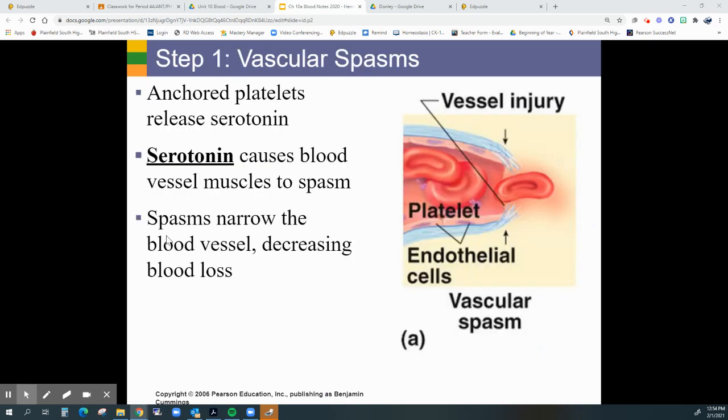So let's take a look at step one. This is the vascular spasm event, right? What happens here is the platelets start to release a hormone called serotonin. Serotonin is a muscle contractor, so it causes the muscles within the blood vessels to spasm or contract. That spasming narrows the opening through which the blood is trying to pour out, and causes essentially a decrease in loss. It will also trigger an increase in pressure because we've caused these vessels to get smaller. So that's the first step that takes place.